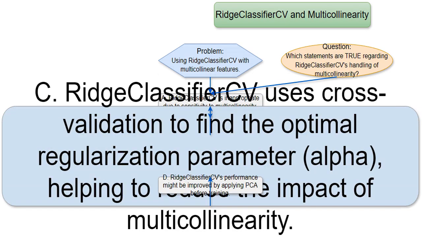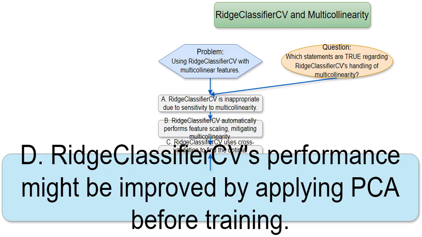I'd say that's correct. RidgeClassifierCV cleverly uses cross-validation to find the best alpha, the regularization parameter. This helps it balance model complexity and how well it fits the data. This balancing act directly helps to manage problems from multicollinearity. Cross-validation is a good practice because it checks the model's performance across different subsets of the data, preventing overfitting, which is common with multicollinearity. I agree with this one too.